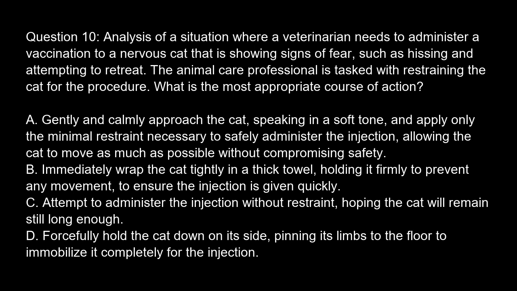Option A. Gently and calmly approach the cat, speaking in a soft tone, and apply only the minimal restraint necessary to safely administer the injection, allowing the cat to move as much as possible without compromising safety. Option B. Immediately wrap the cat tightly in a thick towel, holding it firmly to prevent any movement, to ensure the injection is given quickly. Option C. Attempt to administer the injection without restraint, hoping the cat will remain still long enough. Option D. Forcefully hold the cat down on its side, pinning its limbs to the floor to immobilize it completely for the injection.